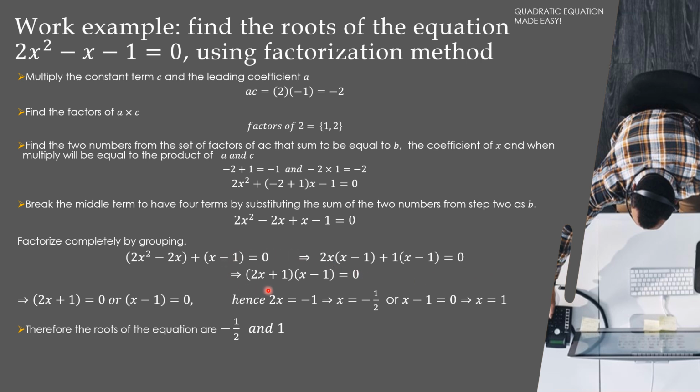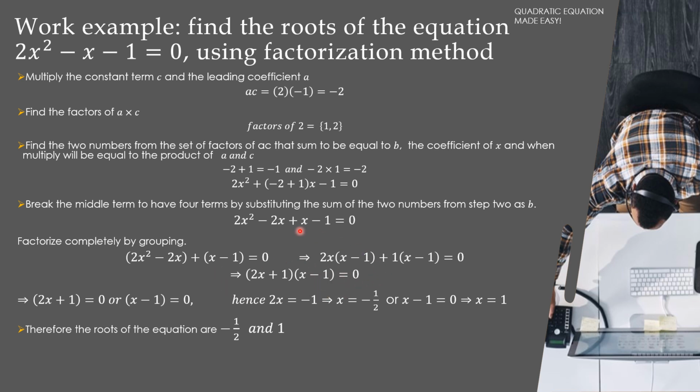At the end of the complete factorization, we are going to end up with 2x plus 1. We take this 2x, then we take this 1 in front of the repeated factor x minus 1. Then we take the one repeated factor, which is x minus 1, equal to 0.